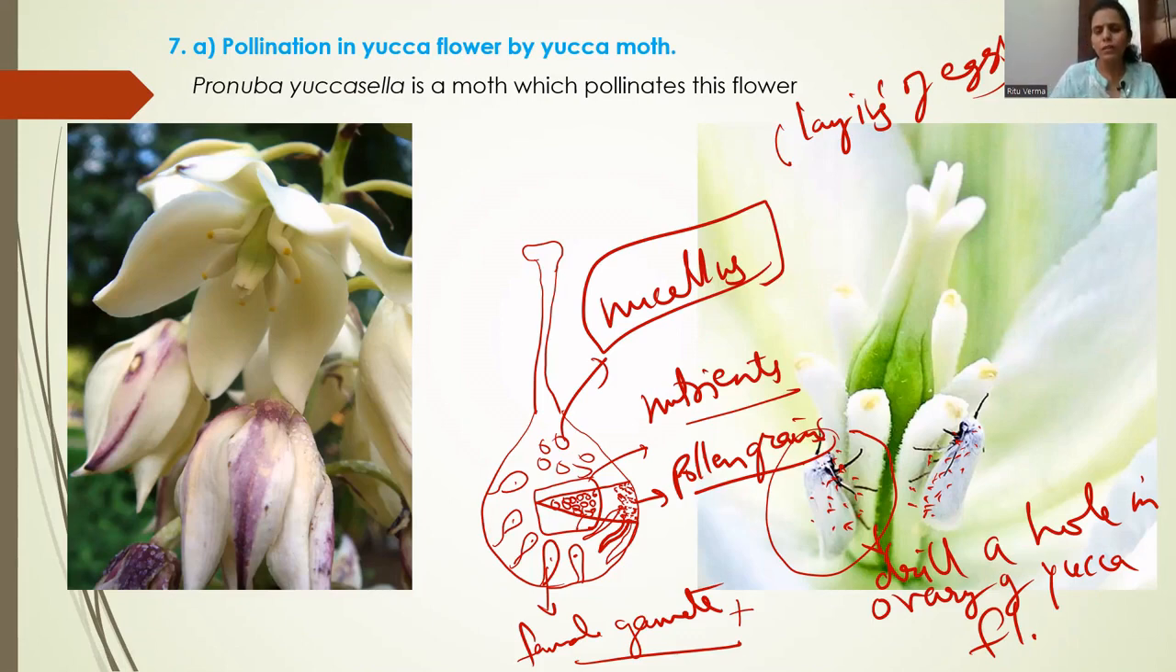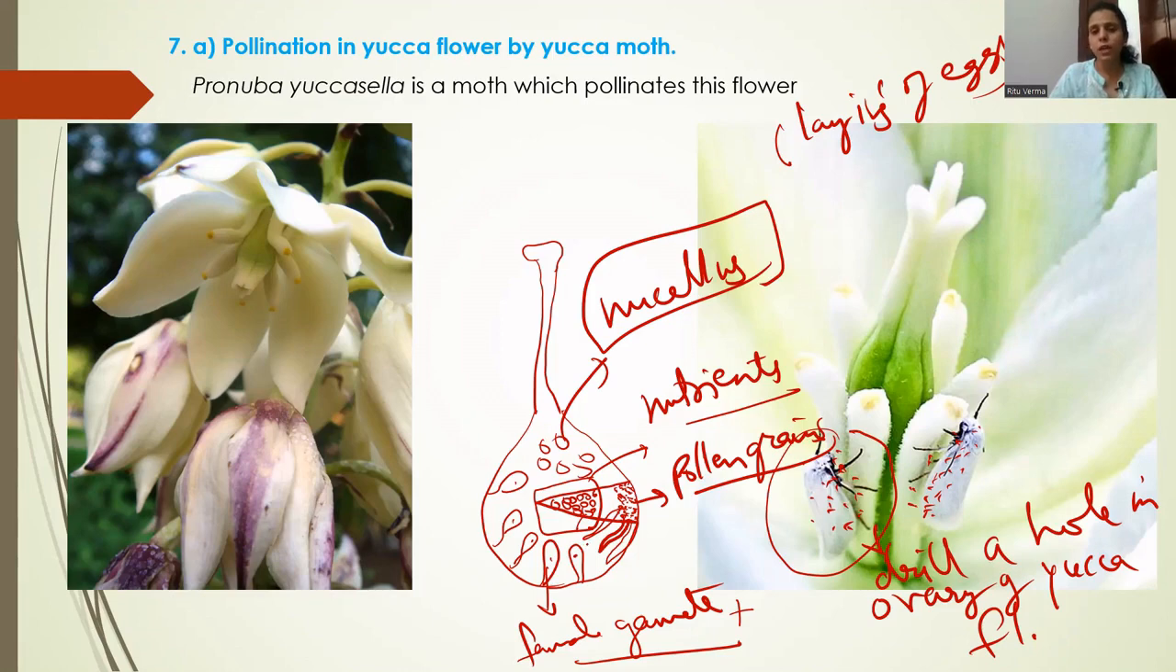The small caterpillars or larvae will come out of these eggs, and these larvae will start feeding on the cells of this ovary. And pollen grains will germinate, and this male nucleus will go and fertilize the female gamete. So this is how the survival of this yucca moth and yucca flower is dependent on each other.